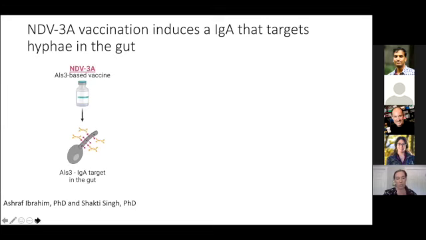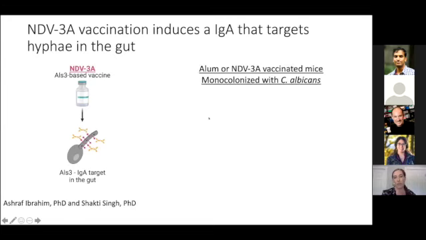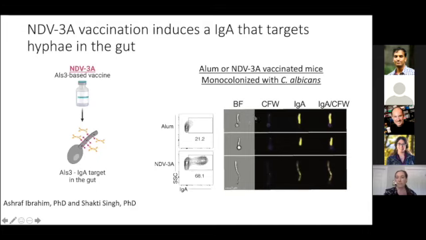And so to test this, we vaccinated germ-free mice with either the NDV3A vaccine or an alum control, and then monocolonized them with Candida albicans. And what we found was that immediately after colonization, we were able to observe significant IgA targeting of the intestinal Candida population within the NDV3A vaccinated mice, but not in the alum vaccinated mice.